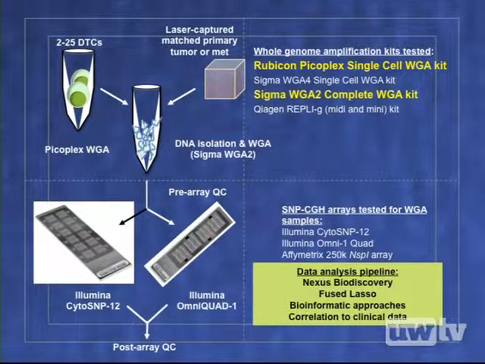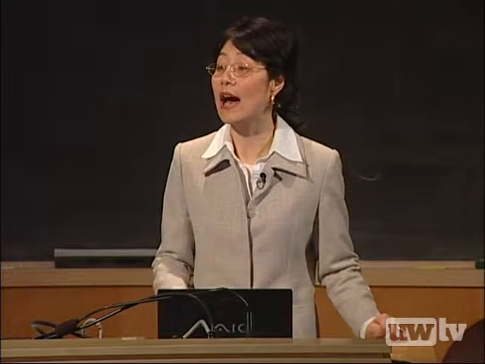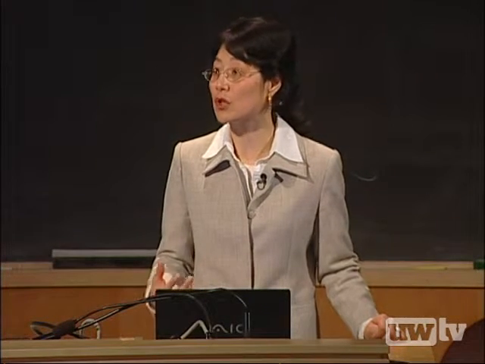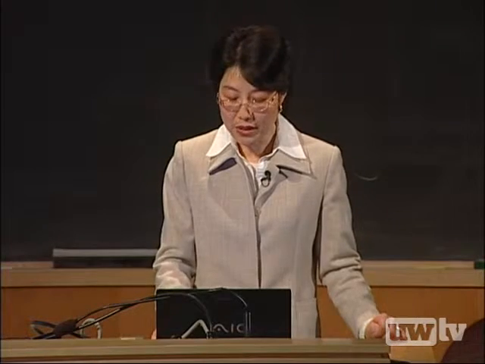genome amplification. We extensively validated these approaches using different kinds of whole genome amplification methods, and the optimum one that we chose to use is the Rubicon PicoPlex system. Then we compare them with the primary tumor or METs, which are laser captured, and run them on the Illumina CytoScan SNP array 12. This is a lower density array. However, for these whole genome amplified cells, we found that the lower density array actually worked better. So I won't go through the details.